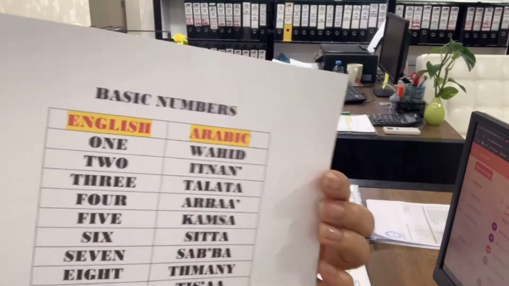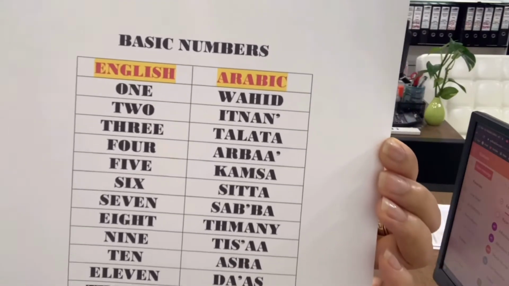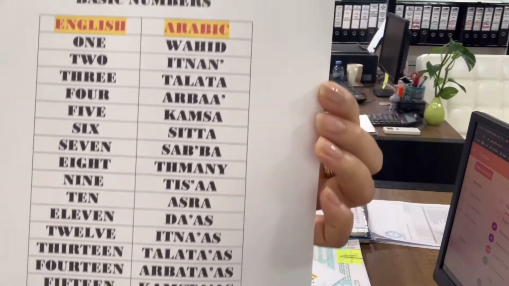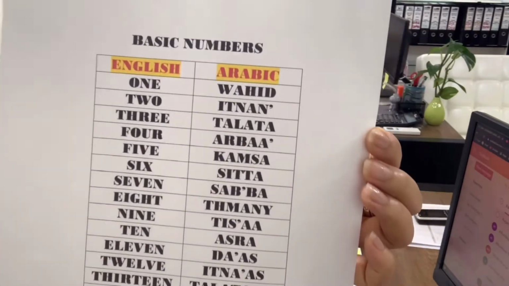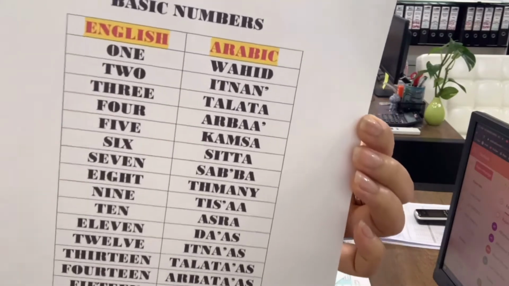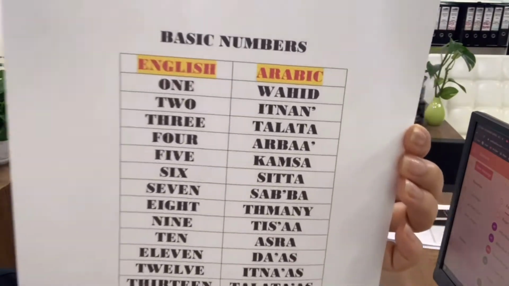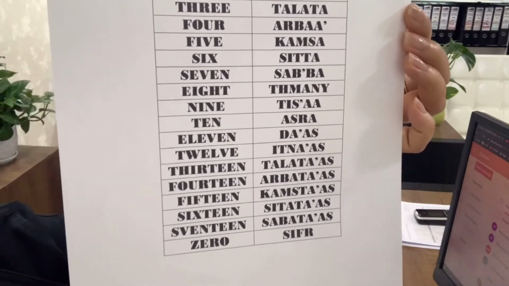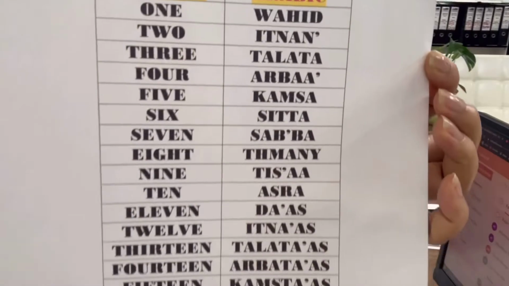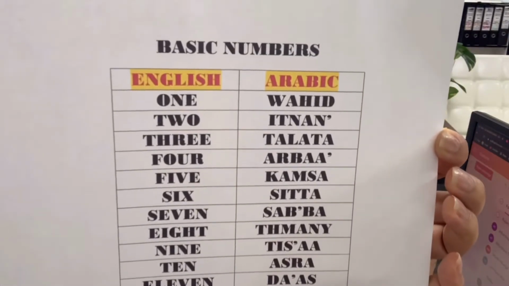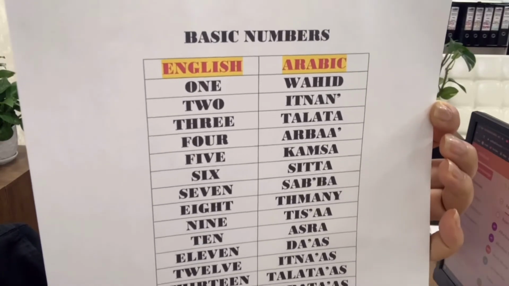So, sa gustong makalearn nito, mag-screenshot na lang. Madali lang. Yan lang yung pinaka-basic ng English to Arabic. So, guys, kailangan kasi natin marunong kahit kunting Arabic lang, lalo na pag nandito ka sa Middle East, kailangan mong ma-learn ng pinaka-basic na Arabic. Paki-screenshot na lang, guys. Lalo na yung nasa sales, kasi yung mga customer nyo, guys, mga Arabic.